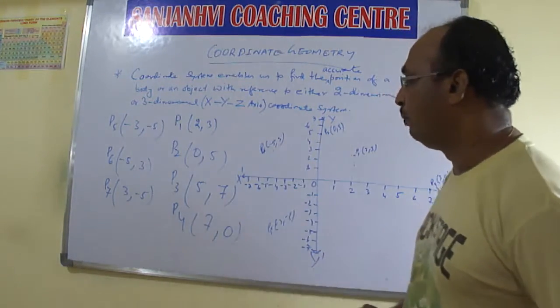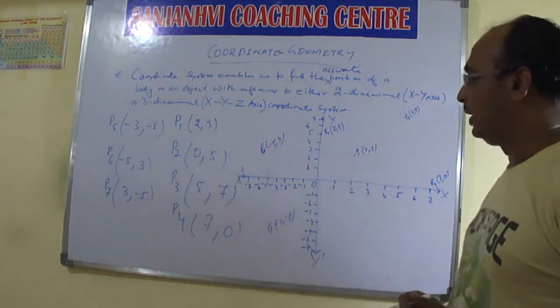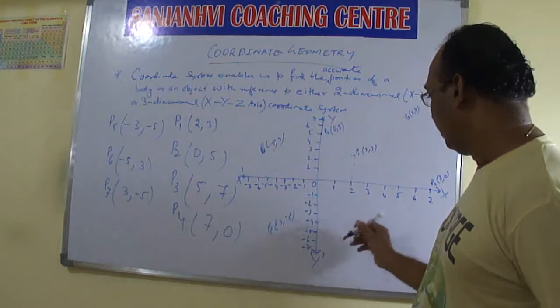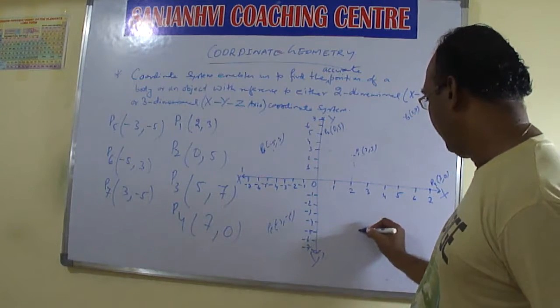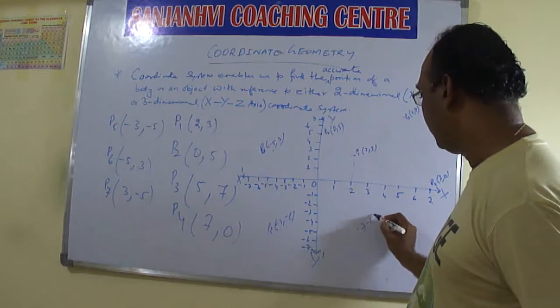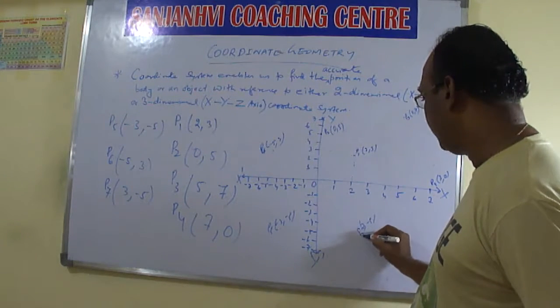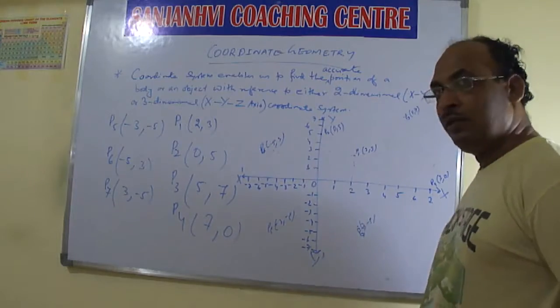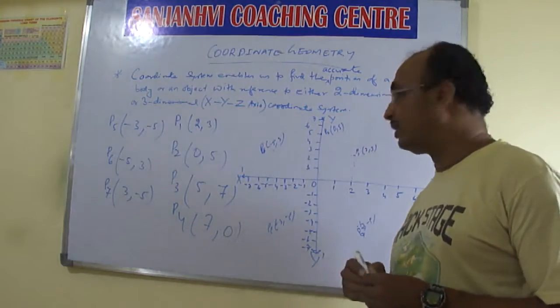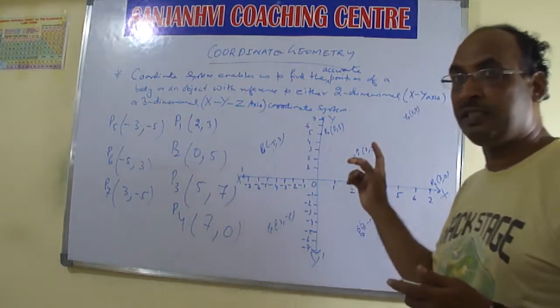And then P7 (3, -5). So 3 is this one and -5 is this one, so somewhere here it will be. So (3, -5) is P7. In this way we represent coordinates in a coordinate system.